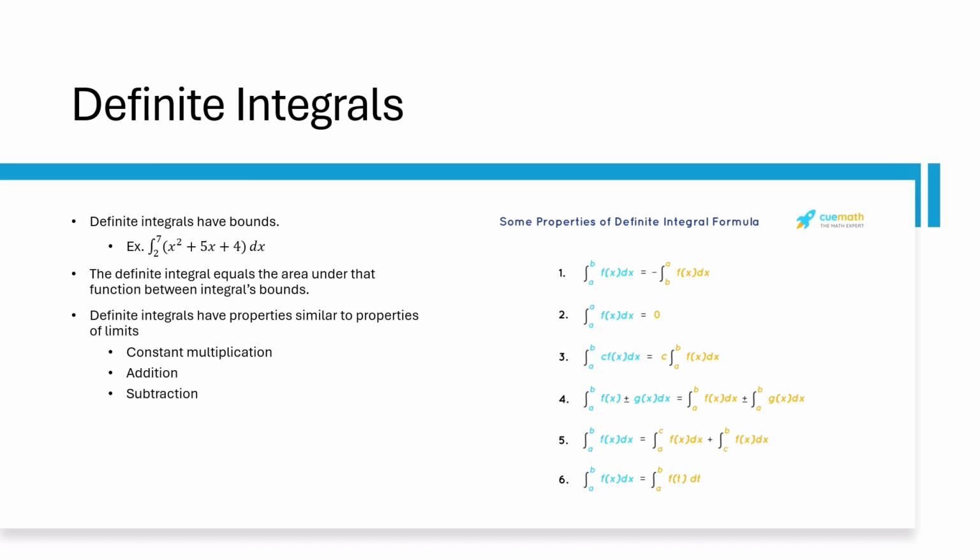Definite integrals have properties like the properties of limits. There's constant multiplication, addition, and subtraction that can be pulled through the integral. Integrals have the unique properties that if you're integrating from a to c with b between a and c, that integral equals the integral from a to b plus the integral from b to c. Also, if you switch the order of the bounds, you negate the integral.